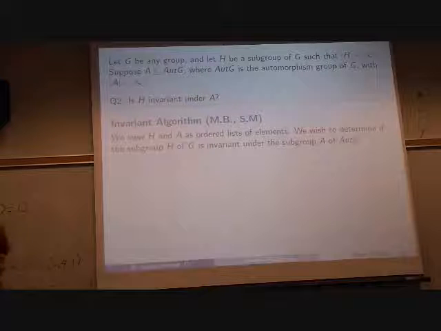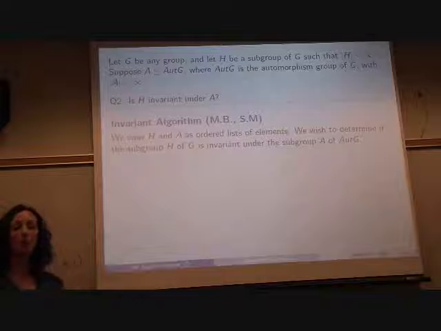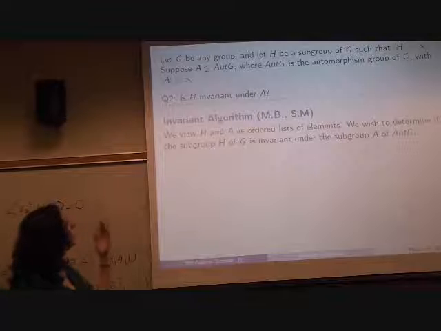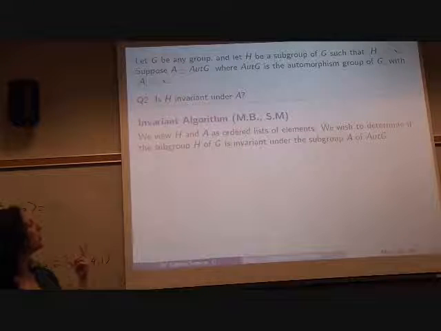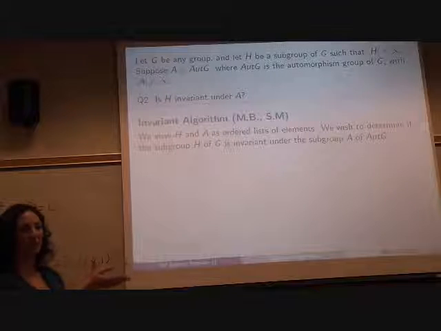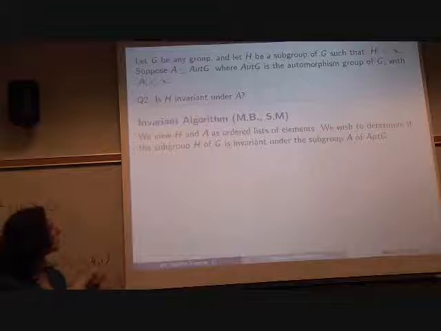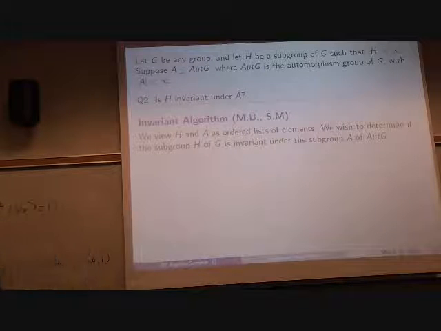Okay, so here's the invariant version. So that was when we were fixing our elements point-wise. Well, what if we don't fix point-wise? What if we fix set-wise? So we want to know, is H invariant under the subgroup A? And so we view our subgroup and we view our subgroup of the automorphism group as lists of elements. Again, we're working with finite sets and finite subgroups, so we order them. And so we wish to determine if the subgroup H is invariant under the subgroup A.